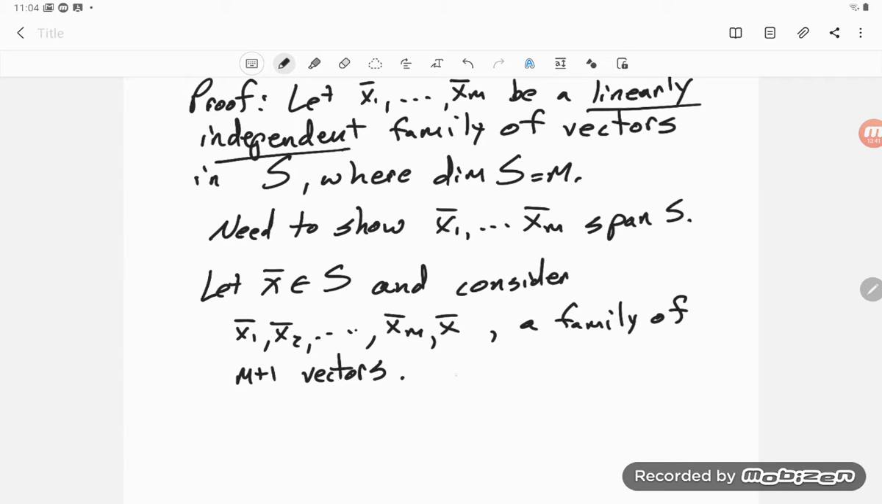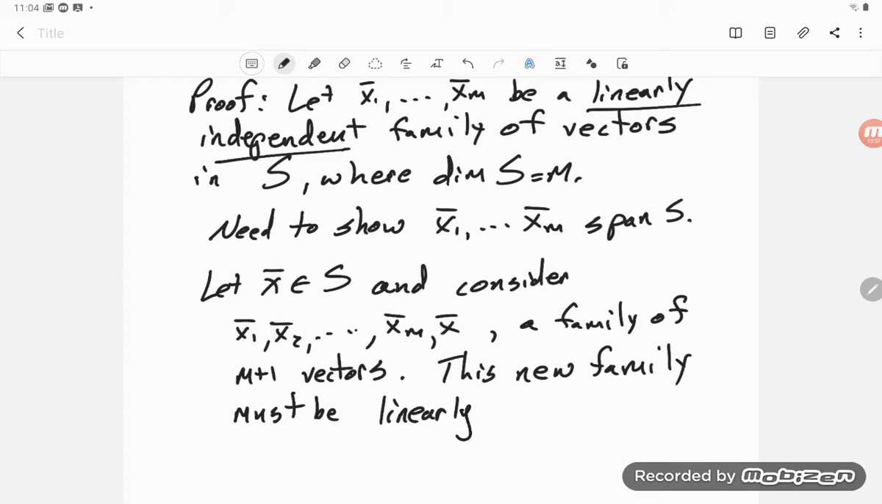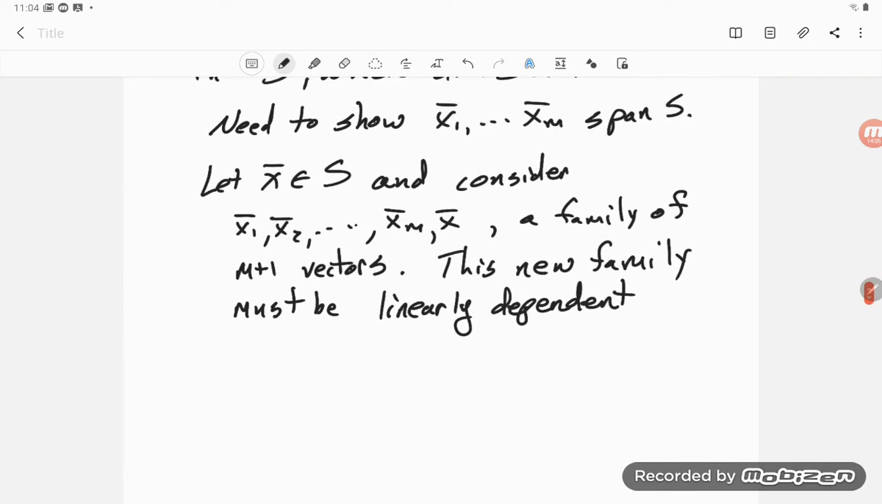Now, if that's the case, this new family must be linearly dependent. And that is by theorem 3.3.2. To remind you, and of course we used that in the last one.